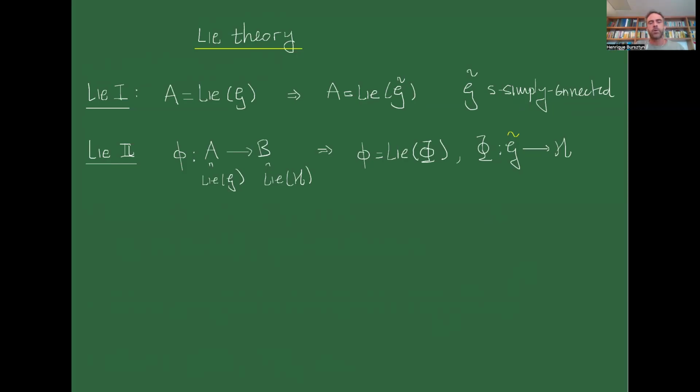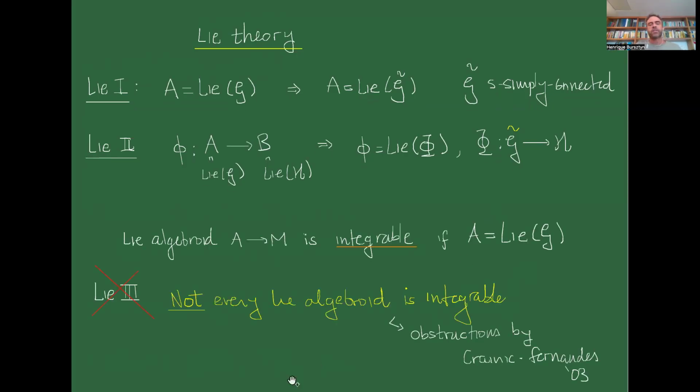What goes wrong here is that, as opposed to what happens with finite dimensional Lie algebras, not every Lie algebroid can be realized as the Lie algebroid of a Lie groupoid, right? This was not completely understood for many, many years, until, many years ago, Crainic and Fernandes described in generality the obstructions, what prevents a Lie algebroid from being integrable, and gave various examples of Lie algebroids that are and are not integrable.